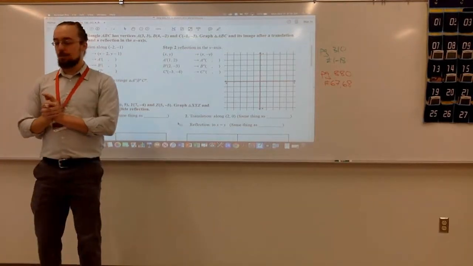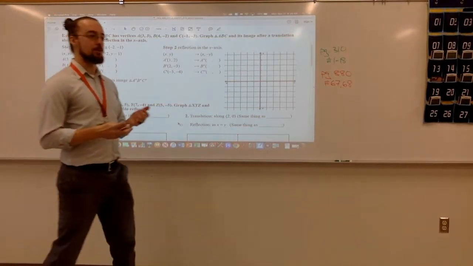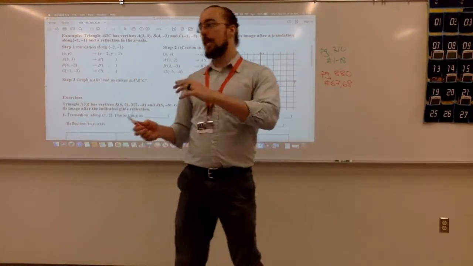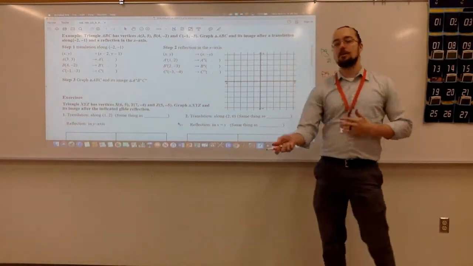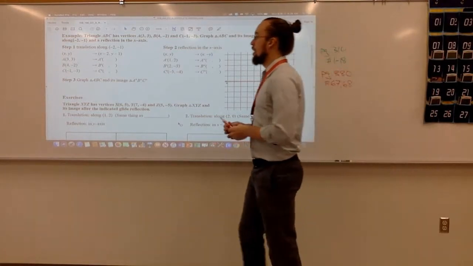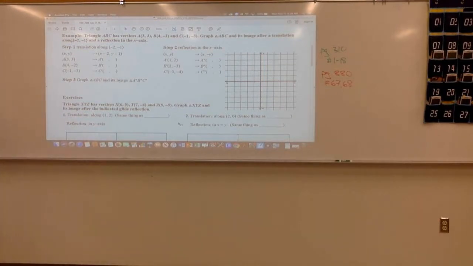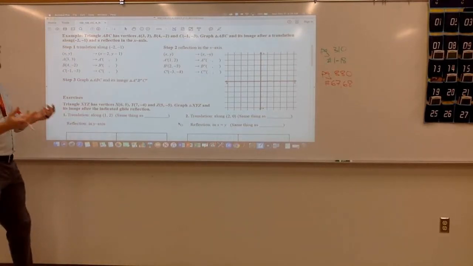Alright, today we are just going to do a little bit more practice with multiple transformations. Problems where it asks you to reflect and then rotate, or translate and then reflect. So we're not actually doing anything new today. We're just doing a little more practice with doing a couple of operations on the same problem.